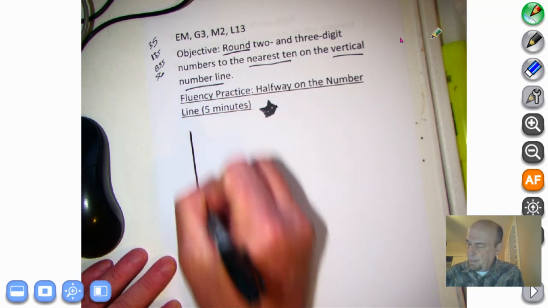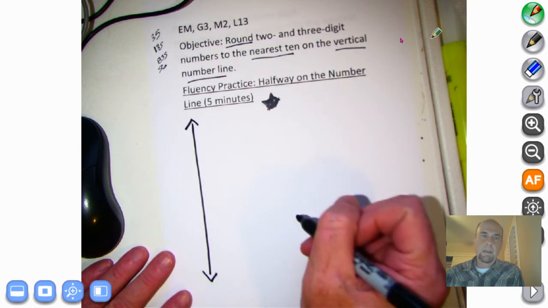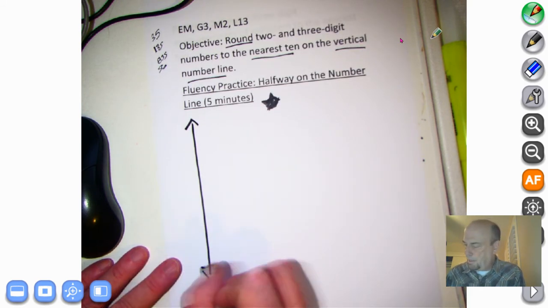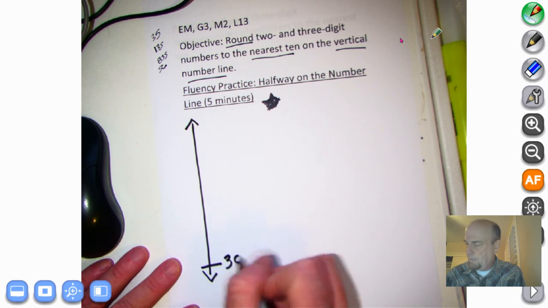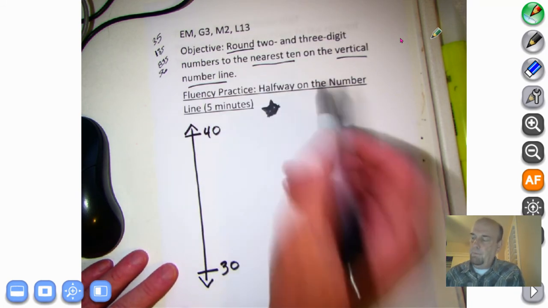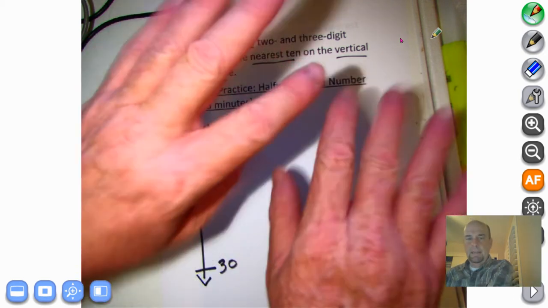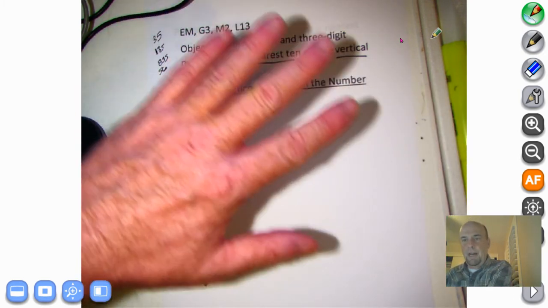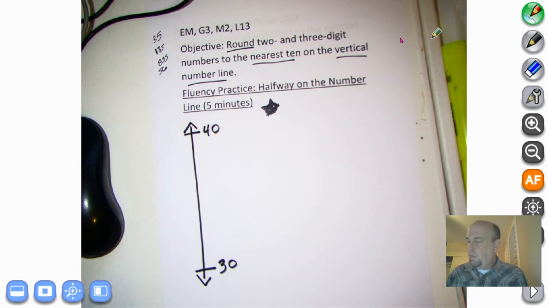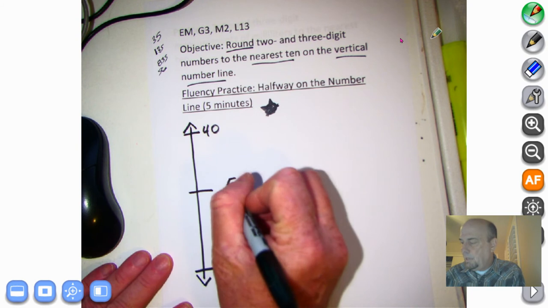All right, vertical number line. Make one. Okay, we're going to do a number line between 30 and 40. And our objective here is just halfway on the number line. What's halfway between 30 and 40? Think about it. What's halfway between 0 and 10? You got 10 fingers. Halfway there is 5, okay? So 30 and 40, what's the halfway point? I know it has to have a 5 in it. So what's it going to be?